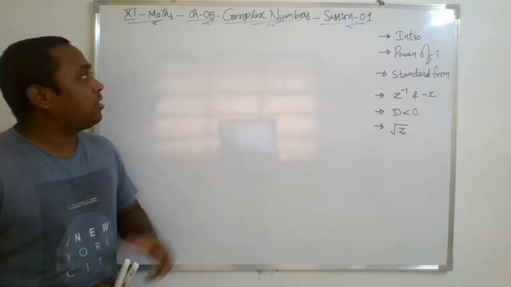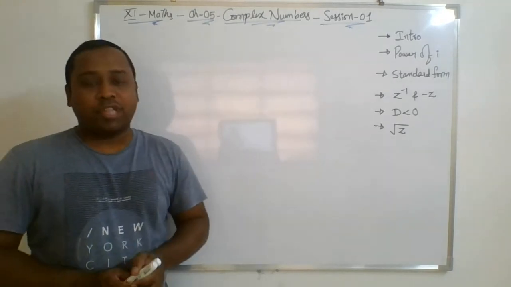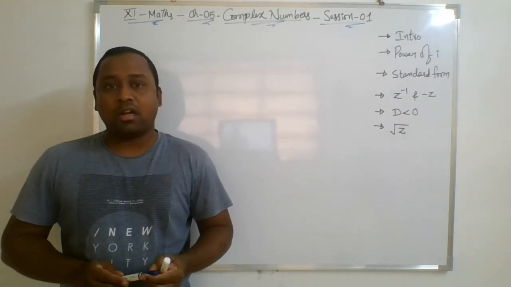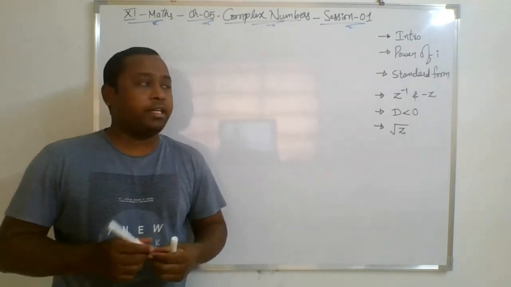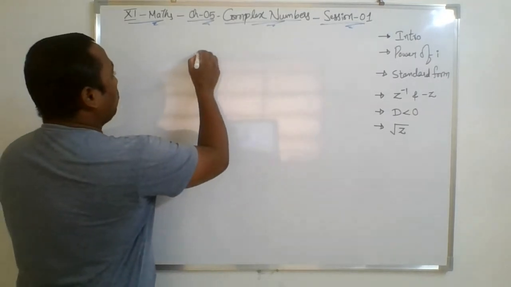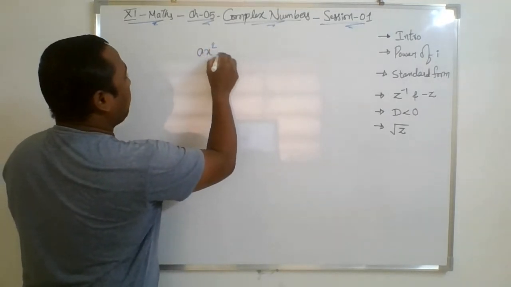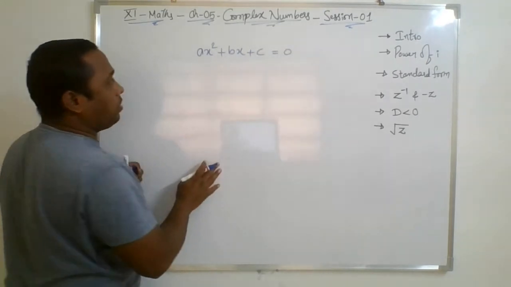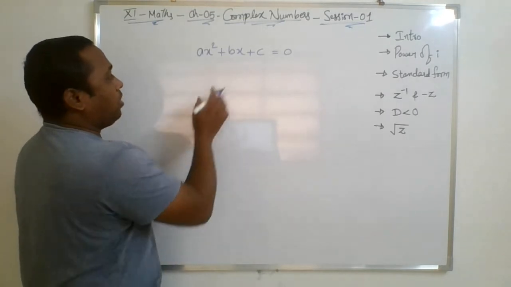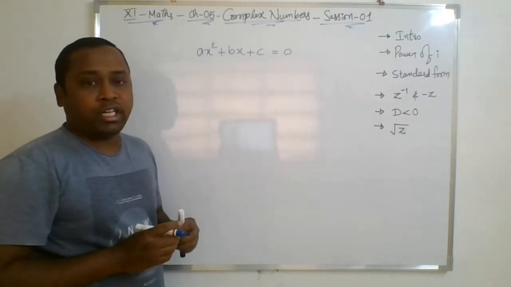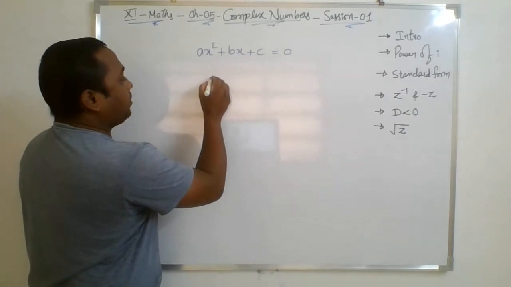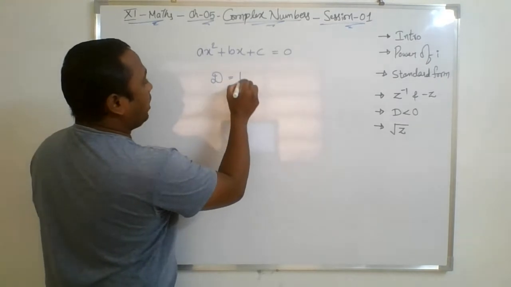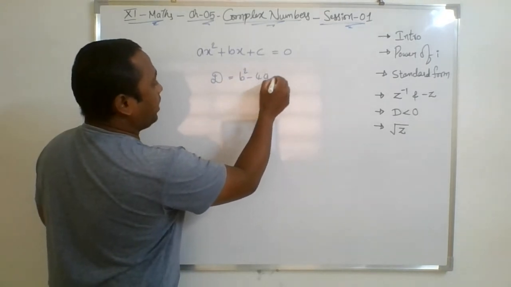To understand the need of this chapter, I would try to recall the quadratic equation or roots of quadratic equation, right? The standard form of quadratic equation is ax square plus bx plus c is equal to 0, right? If you want to find the roots of quadratic equation, we were first finding the nature of roots, that is called discriminant, calculated by b square minus 4ac.